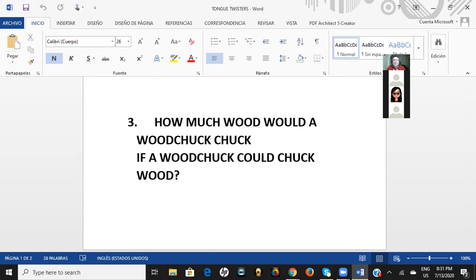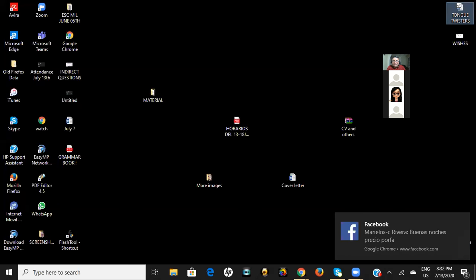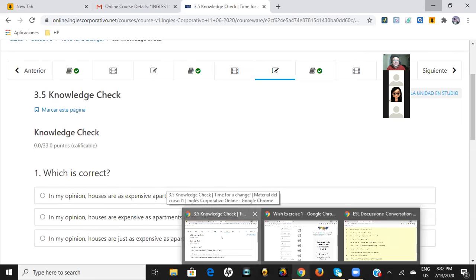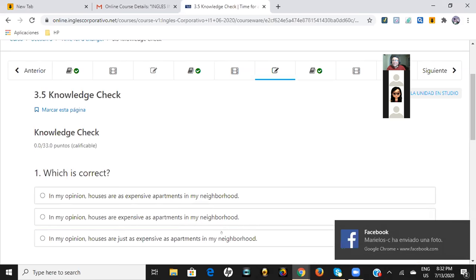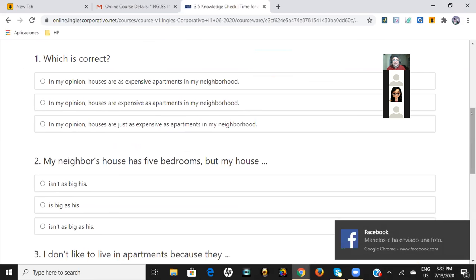Anybody else wants to give it a try? Somebody? Anybody? No? Okay, so let's go back to the exercise that we have in the platform. Let me see, where is this? I think it's this one here. All right. So, can you see the document that I'm sharing with you?